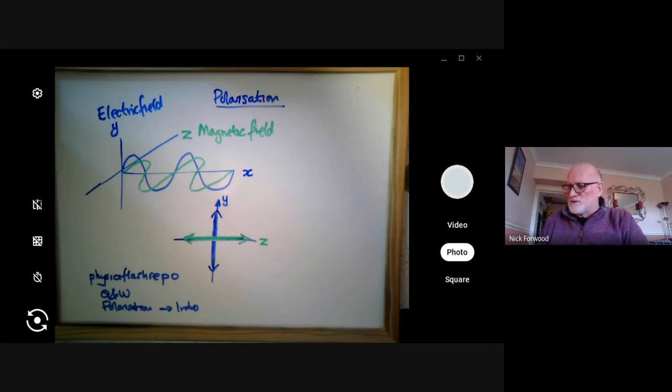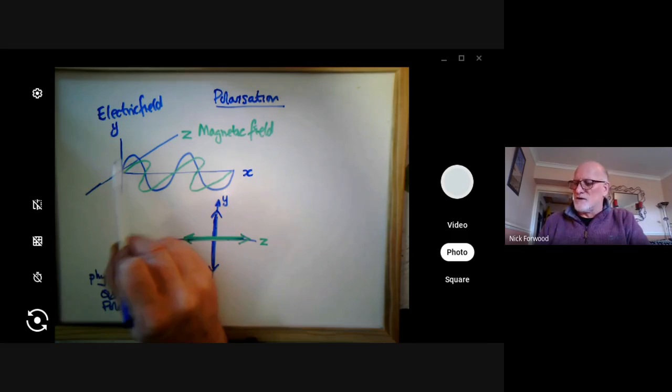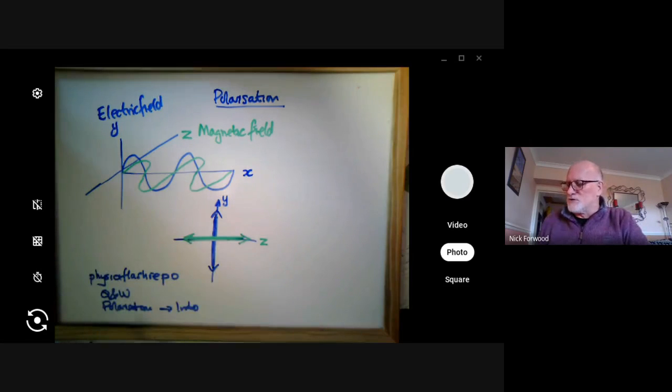Okay, right, so we've got these two fields, electric field in the y direction, the magnetic field in the z direction, and the only thing that's important here is that they are at 90 degrees, they are perpendicular to each other. But we're promptly going to forget the magnetic field, and we're only going to look at the electric field, because it's the electric field that plays the major part in this topic, polarization.